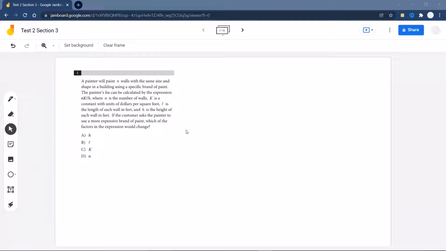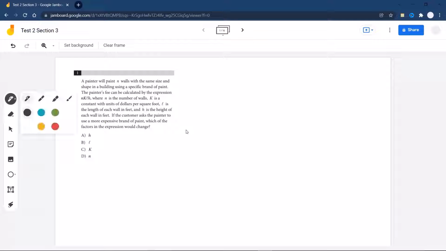All right, everyone. So let's take a look at question 1. So it says, a painter will paint n walls with the same size and shape in a building using a specific brand of paint. The painter's fee can be calculated by the expression n times k times L times h, where n is the number of walls, k is the constant with units of dollars per square foot, L is the length of each wall in feet, and h is the height of each wall in feet. If the customer asks the painter to use a more expensive brand of paint, which of the factors in the expression would change?